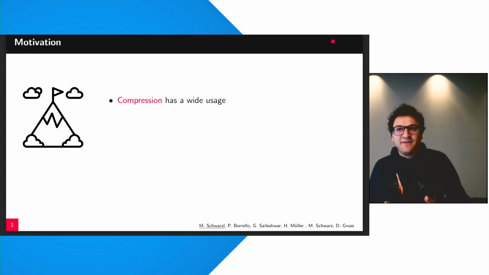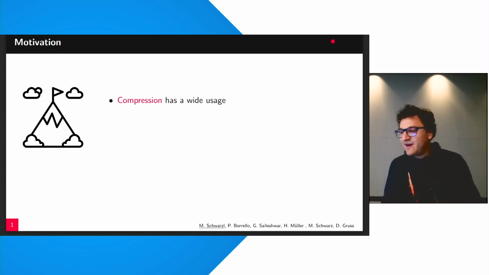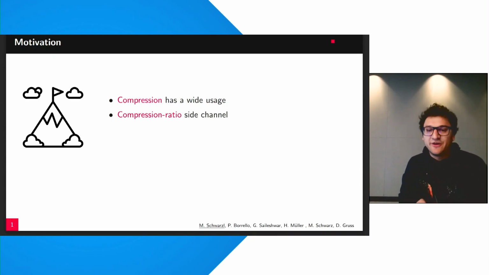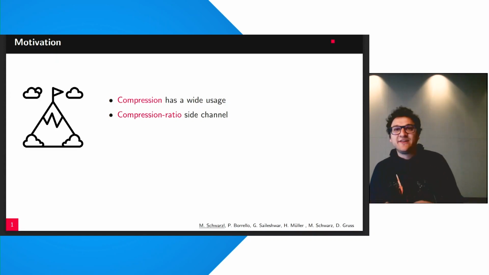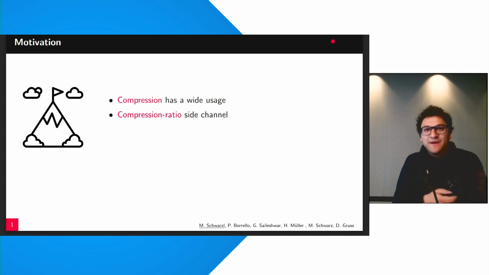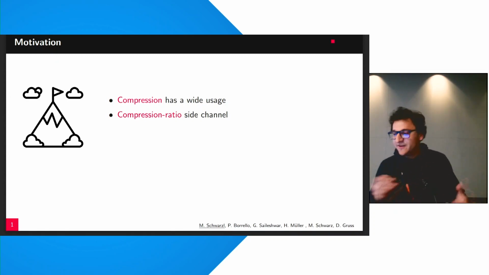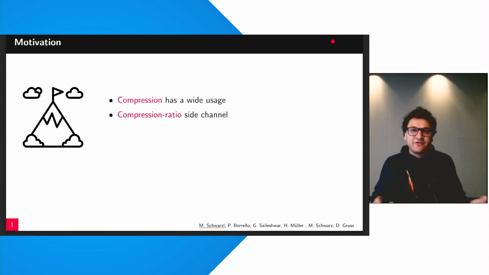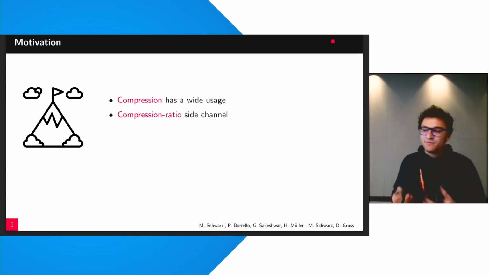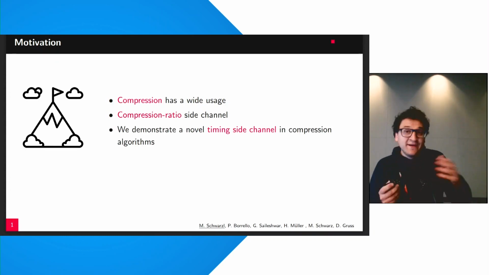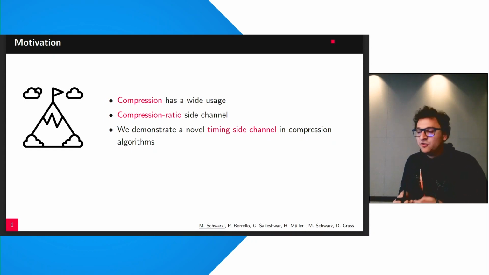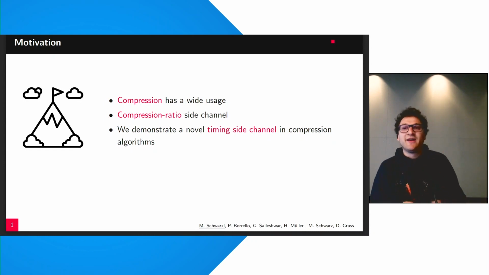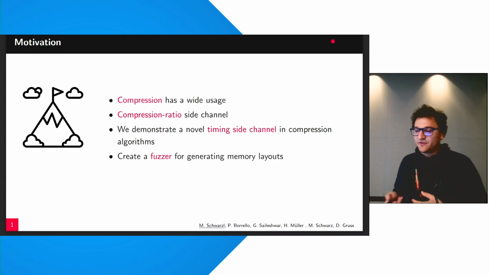Memory compression has a wide usage, for instance, in databases and file systems, but virtual memory compression is also a thing. There exists the compression ratio side channel, and actually yesterday there was a talk about that, which basically exploits co-location between secret and attacker-controlled data. By observing the compression ratio, an attacker might observe whether a guess was correct or incorrect. In our work, we focus on a similar scenario, but we solely use the timing information to observe whether such guesses were correct or incorrect.